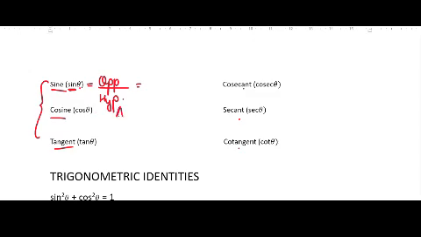Now suppose you have cosine theta. Cosine is adjacent upon hypotenuse. Then you have tangent, which is opposite upon adjacent.